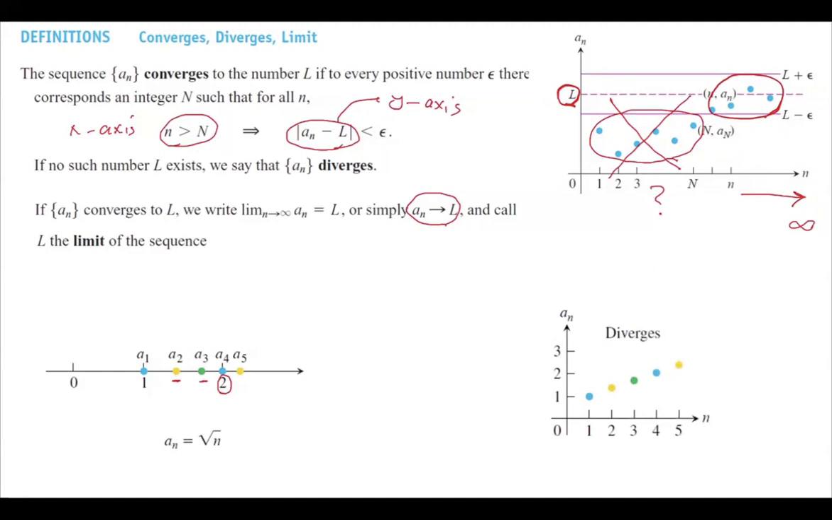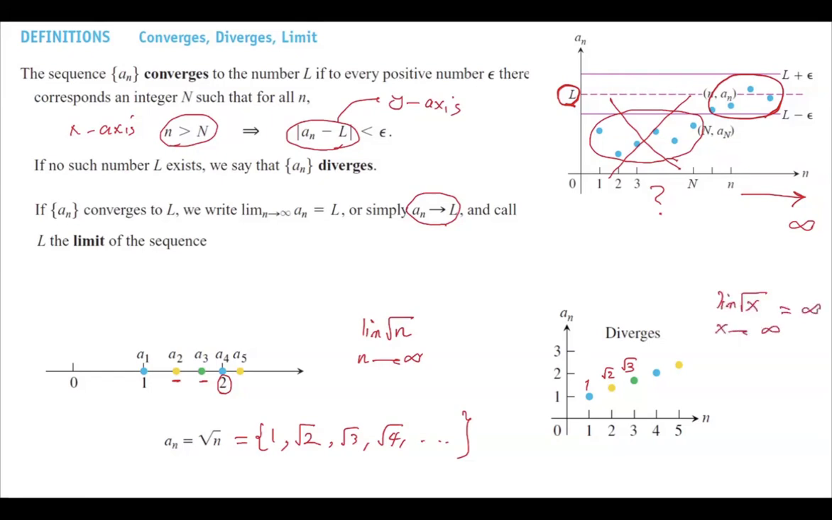When n is equal to 1, your square root of n is equal to square root of 1. When n is equal to 2, you get square root of 2. So this is 1, this is square root of 2, then you get square root of 3, then you get square root of 4, which is 2. And if you take the limit of square root of n as n goes to infinity, it is basically taking the limit of square root of x as x goes to infinity, which indeed is infinity.